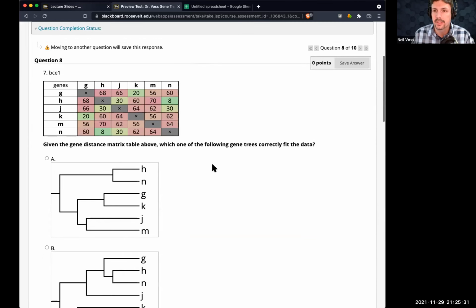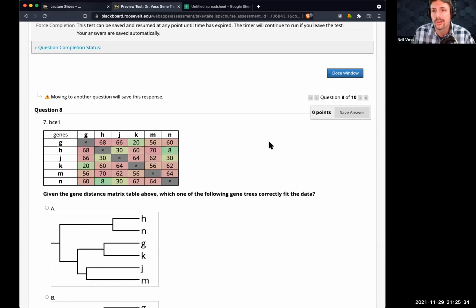Whew. All right. I do have three more. I'm happy to keep going. Your choice. This one, I think I can kind of see it, but I'm just going to work it out. So H and N are together, right? That's the lowest hanging fruit there. The next thing I'm seeing is G and K. G and K are closer together than they are to anything else. So that's the second pair.